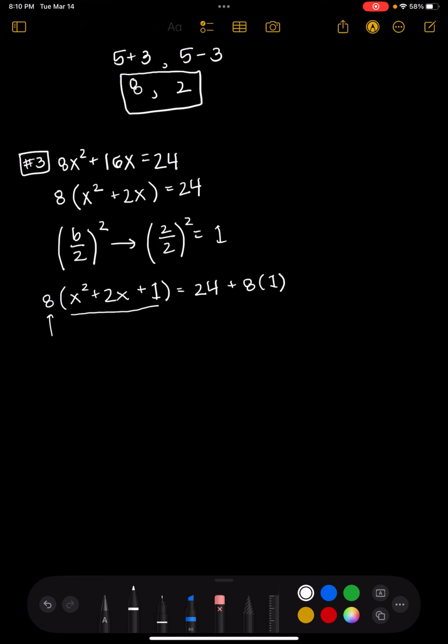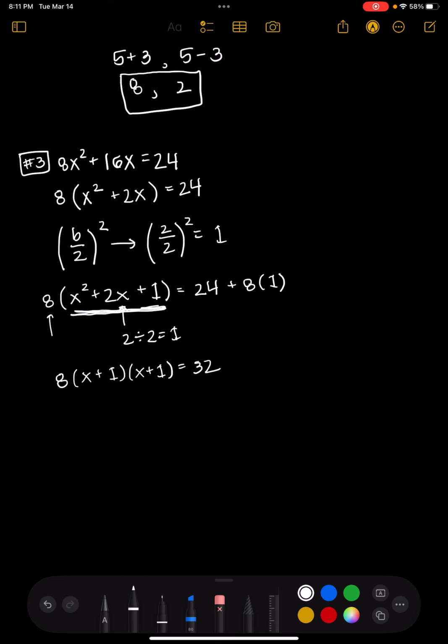Okay, so now that we have that, we know that the stuff inside the parentheses is a perfect square. We're going to use our quick and dirty version of factoring, taking that middle number right there, that 2x, dividing by 2, so 2 divided by 2 gives me 1, which means that I know my factors will be x plus 1 and x plus 1. And then I can't forget about that 8. That 8 still stays there because I didn't get rid of it. I just factored it out. And then on the right side we have 24 plus 8 times 1. Well, 8 times 1 is just 8. So 24 plus 8 is 32.